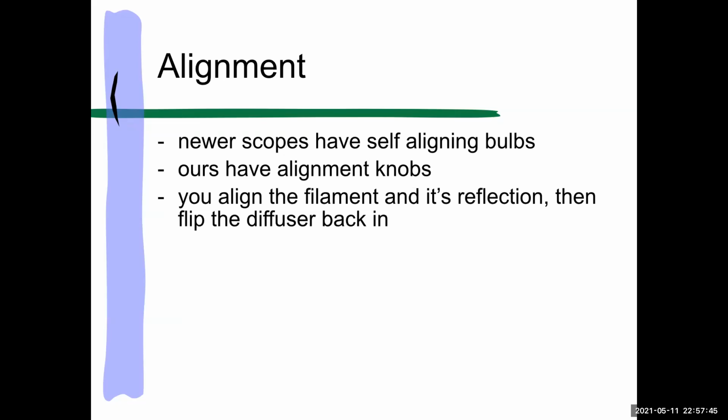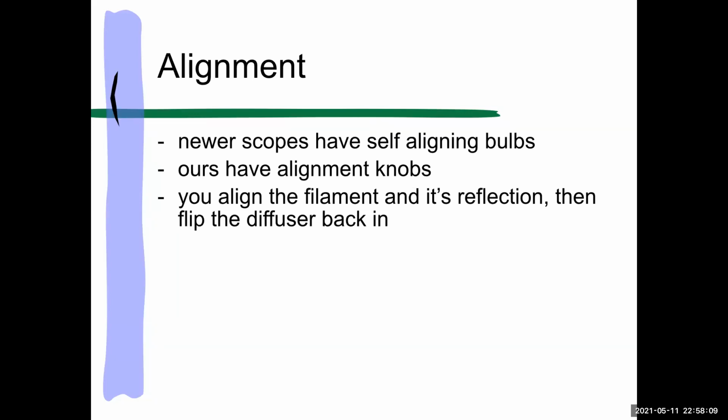So when you're aligning a lamp, you actually take the diffuser out so you can see the filament, and you're looking behind the filament. There's always a mirror, so it takes the light that goes in the wrong direction and sends it back towards your specimen. And you're just making sure the filament and the real reflection line up. And then you've aligned your bulb.